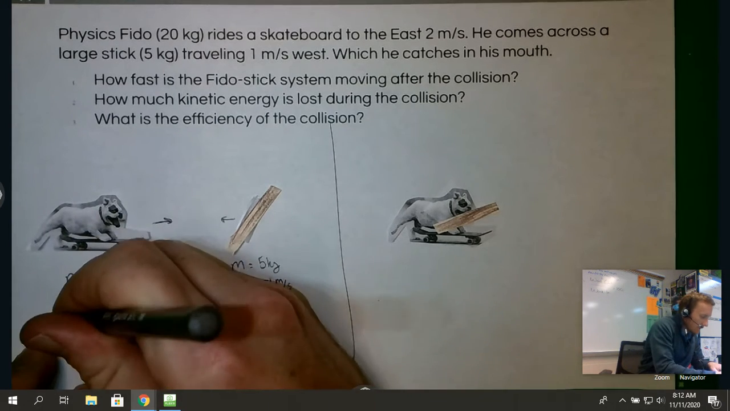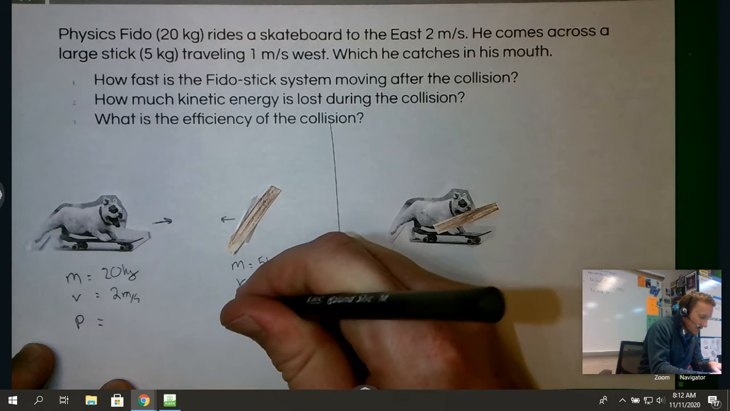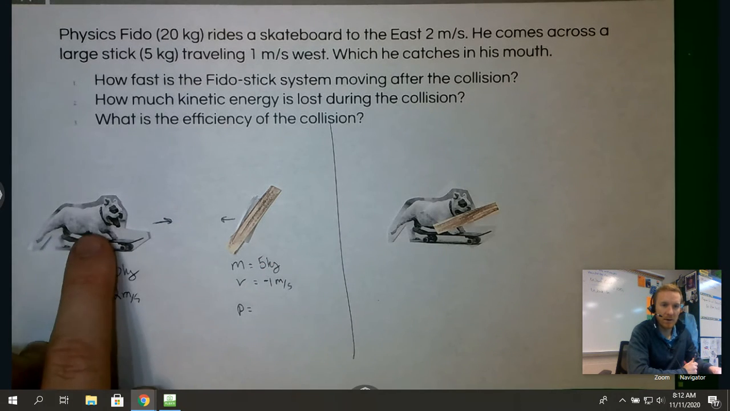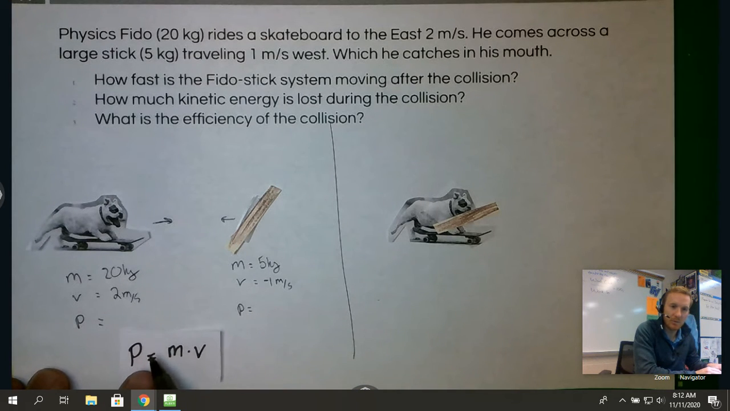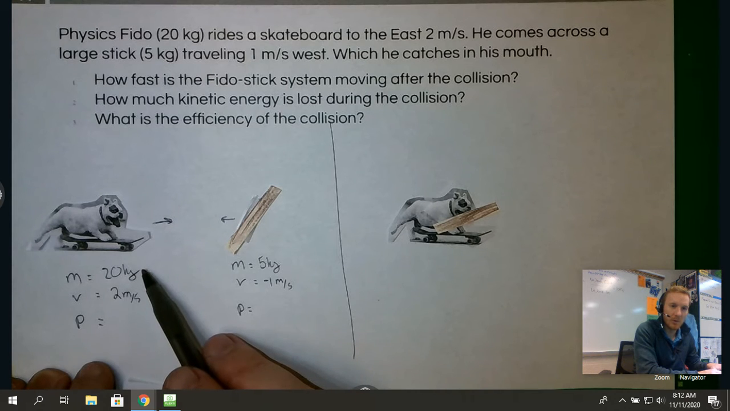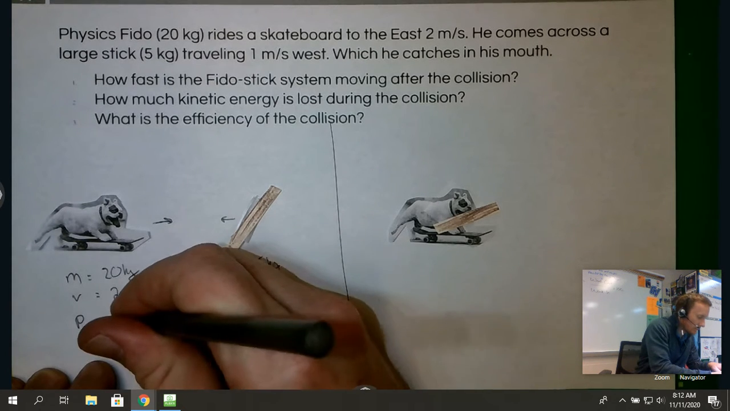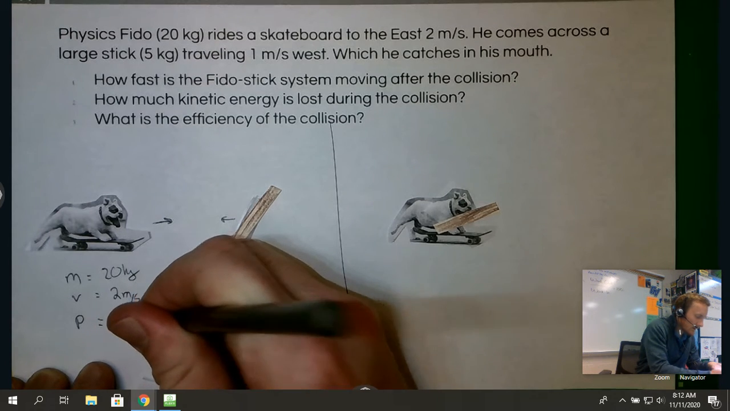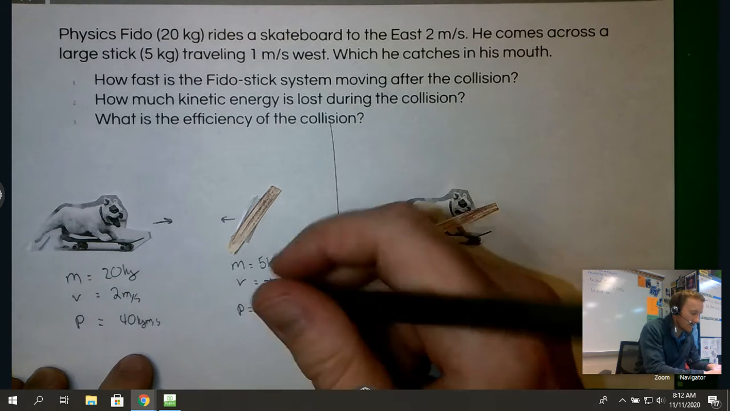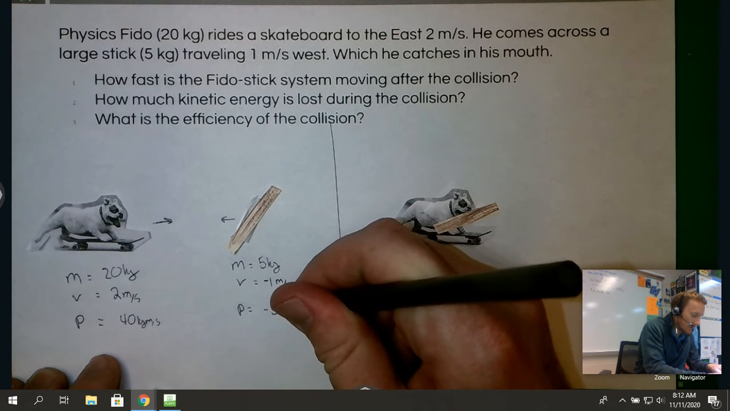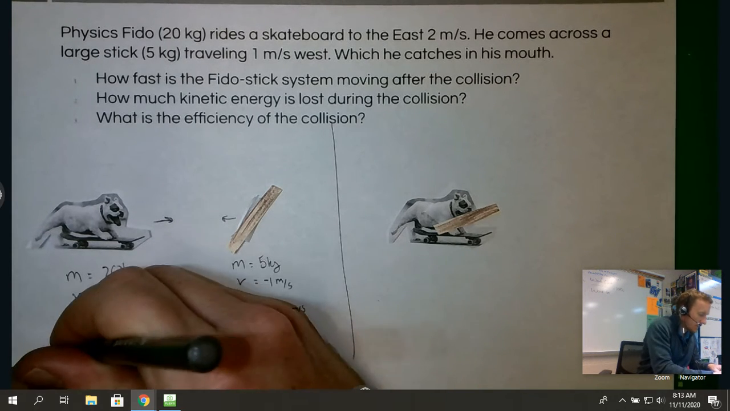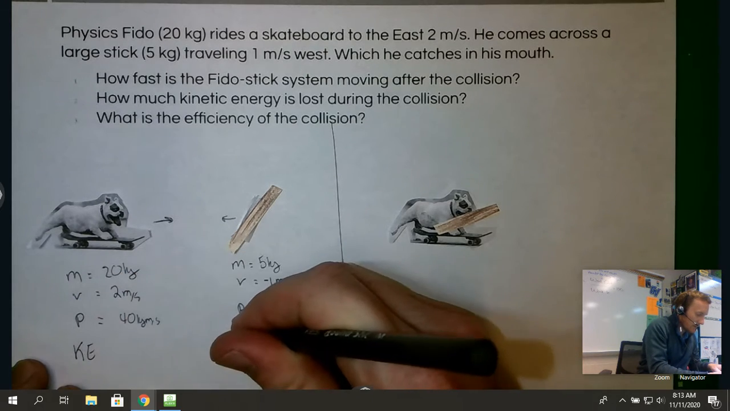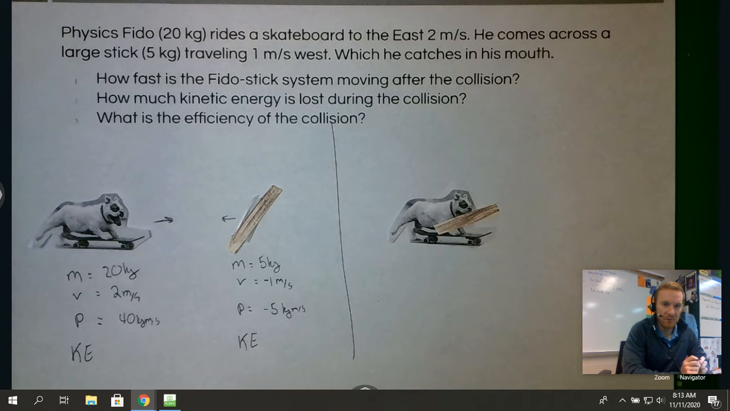Okay? So now with our mass and our velocities, we can calculate the momentum of both Fido and the stick before the collision, right? Just using our trusty momentum formula, mass times velocity. So the momentum of Fido, 20 times 2 is 40, and that's kilogram meters per second. The stick, on the other hand, 5 times negative 1 is negative 5 kilogram meters per second. Again, the negative signifying that they're going in the opposite direction. Okay? Now, with this information, we can also figure out the kinetic energy before and after the collision, but we'll save that for later.